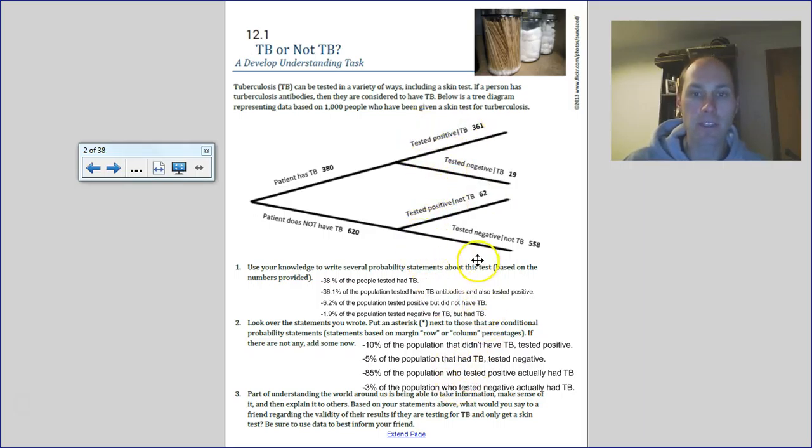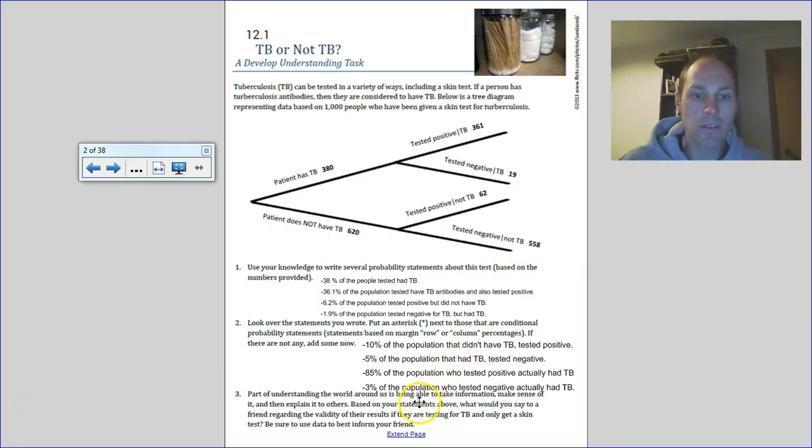And of the population who tested negative, so these two groups who tested negative, only 3% actually had TB, so 19 out of the total of 19 and 558. So this tree diagram is helpful in that we can organize the information this way, get some probabilities, and make sense of this information.